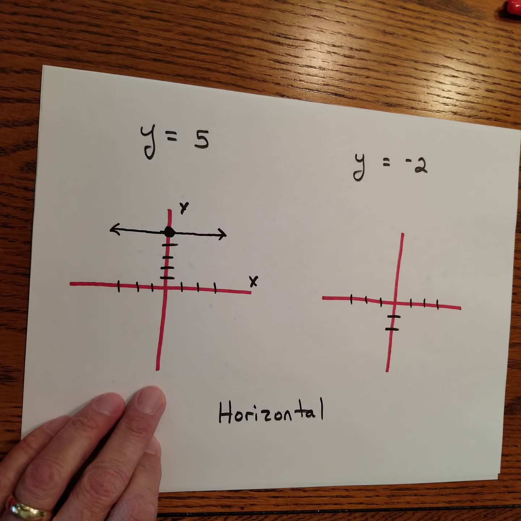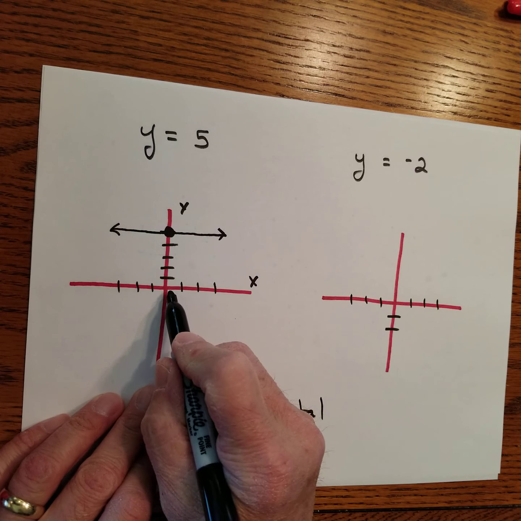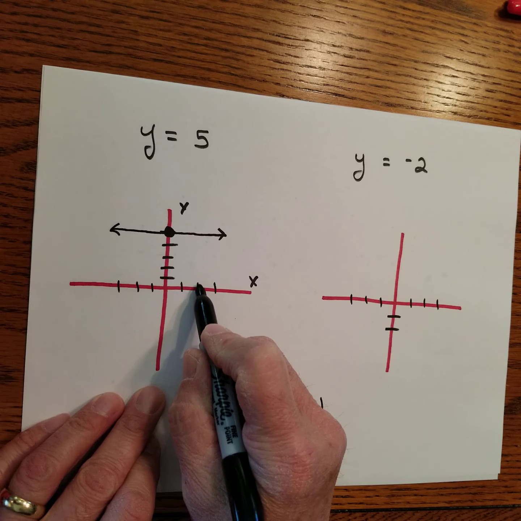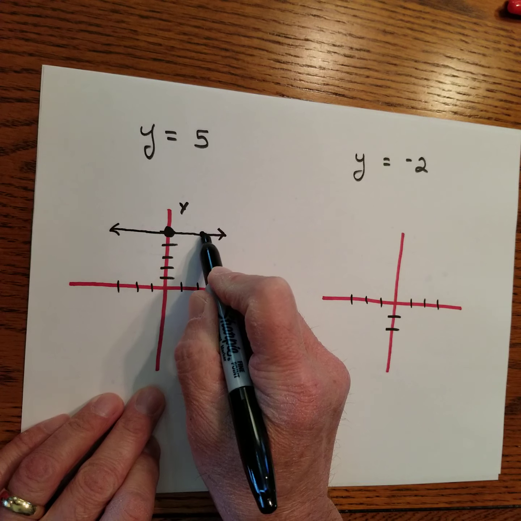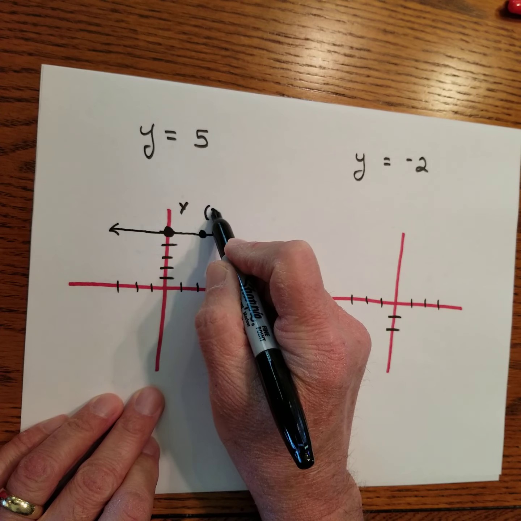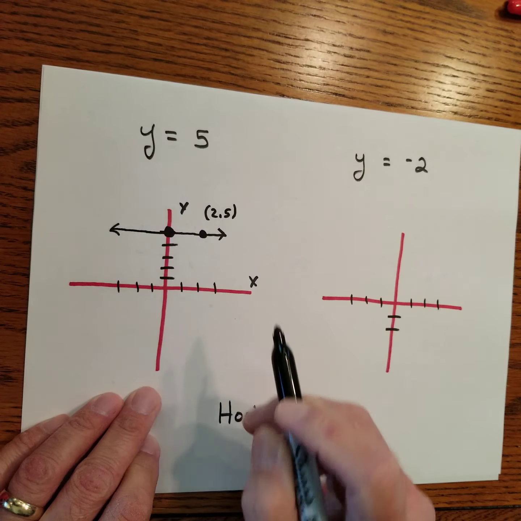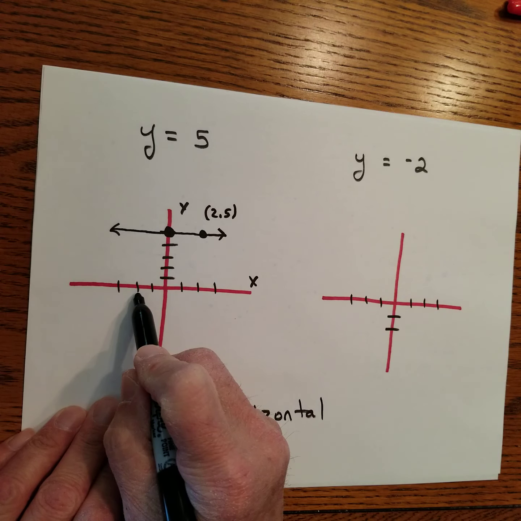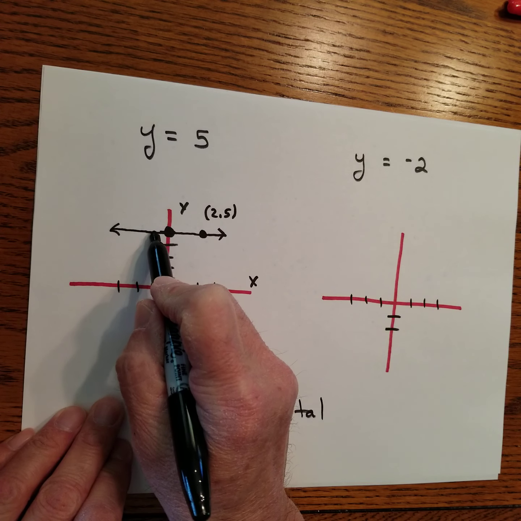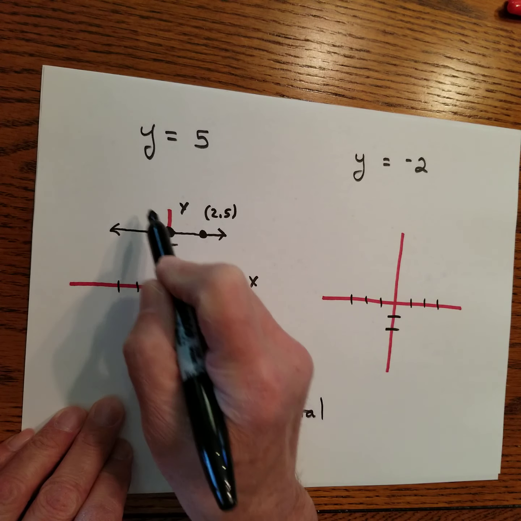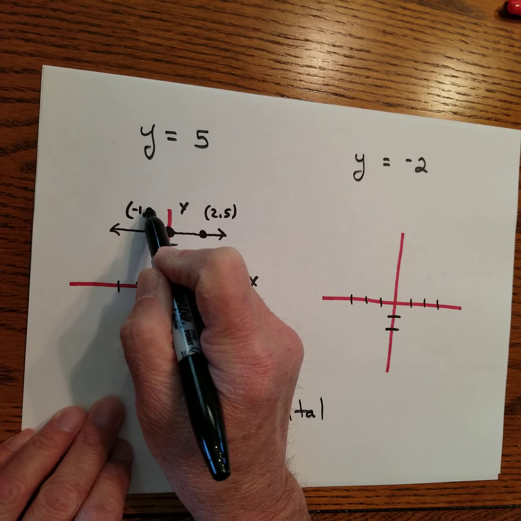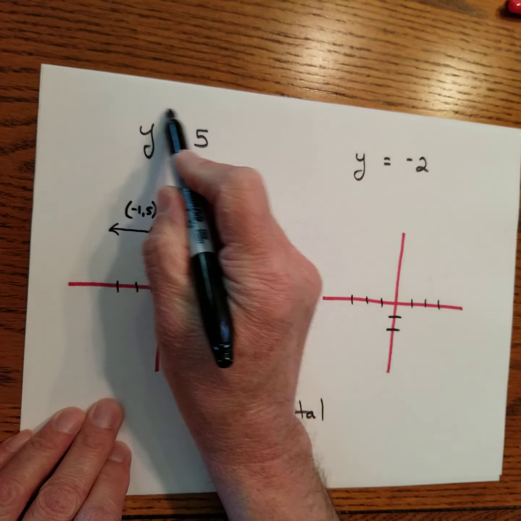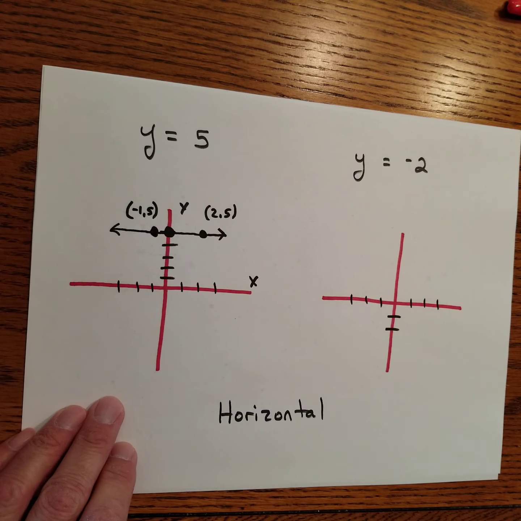If I needed to label other points, well, I could let x be 2. What would y be? Well, y would be 5. I could let x be -1. And what would y be? Y would be 5. No matter what x is, y will always be 5.